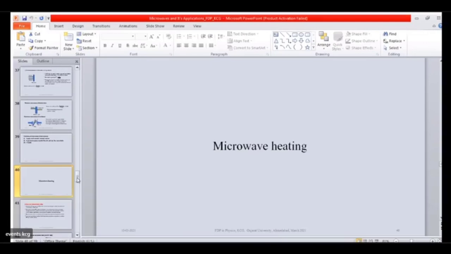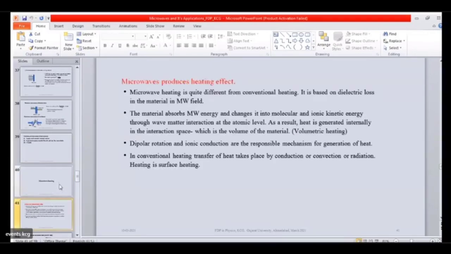Then another important application area of microwave is in microwave heating, and this is because microwave produces the heating effect. Microwave heating is very much different than the conventional heating, right? So how it differs from the conventional heating, let us have a look at it. Microwave heating is quite different from conventional heating.